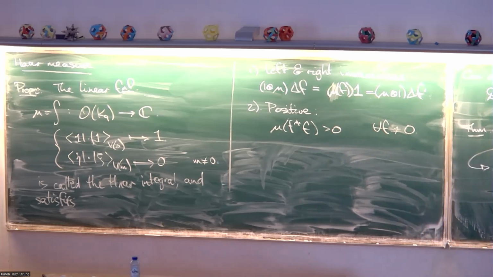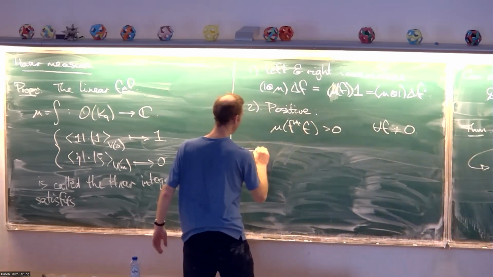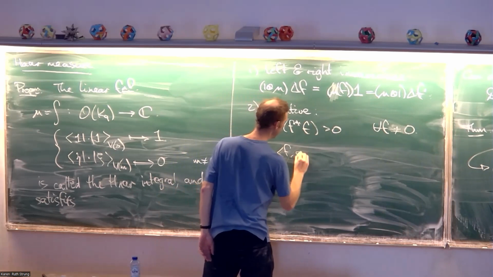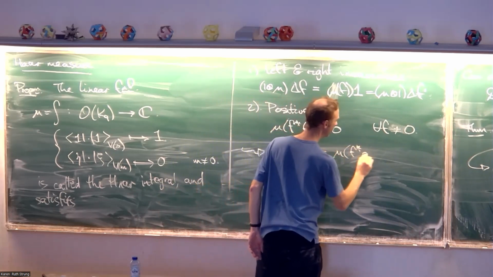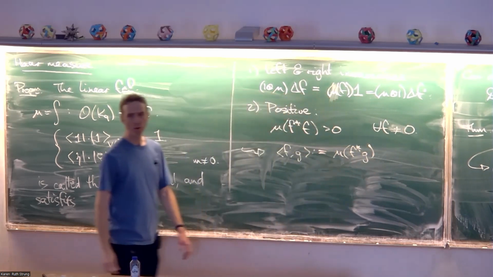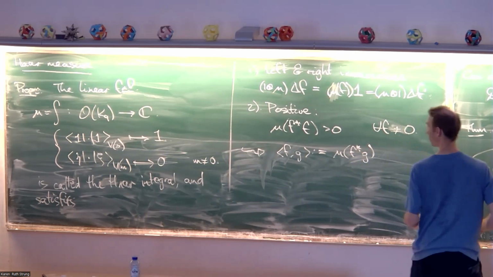What this means is we can use this guy here to define an inner product. Or if you like, you can use the GNS construction to produce a Hilbert space.